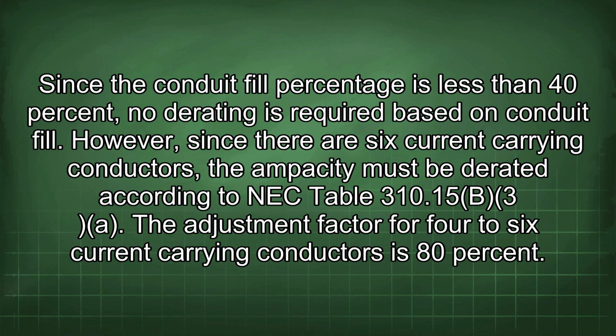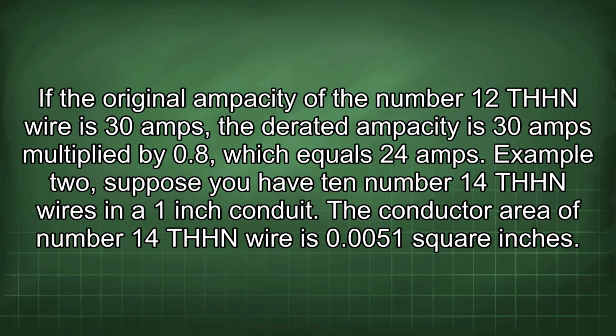However, since there are 6 current carrying conductors, the ampacity must be derated according to NEC Table 310.15(B)(3). The adjustment factor for 4 to 6 current carrying conductors is 80%. If the original ampacity of the number 12 THHN wire is 30 amps, the derated ampacity is 30 amps multiplied by 0.8, which equals 24 amps.